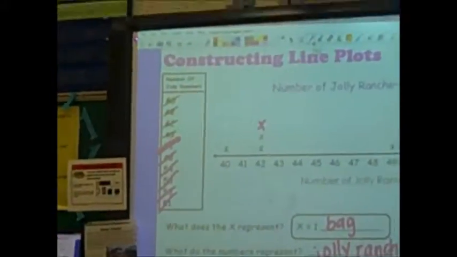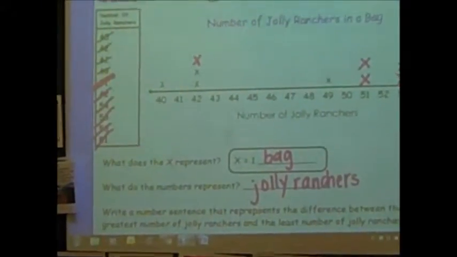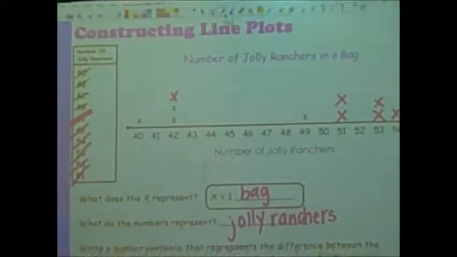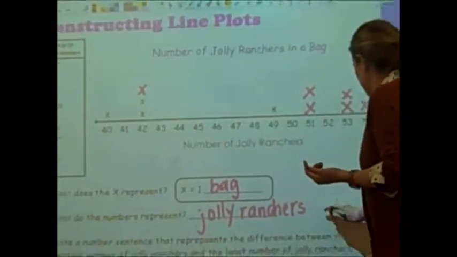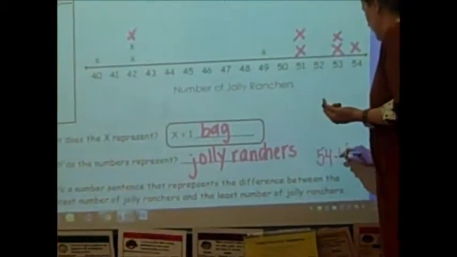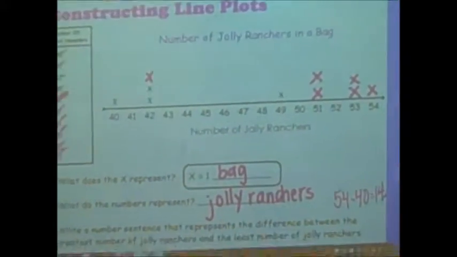So write a number sentence that represents the difference between the greatest number of Jolly Ranchers and the least number of Jolly Ranchers. What would that number sentence be? 54 minus 40. And that just tells you the range of the data.